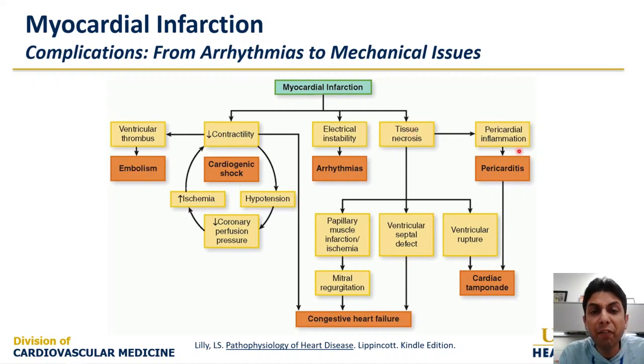Patients also can develop inflammation, known as pericarditis, which we'll also talk about, which can be complicated by cardiac tamponade. Also, when we have rupture, we talk about the interventricular septum. In comparison to that, you can have rupture of the free wall, which also can result in cardiac tamponade, as we'll discuss shortly.